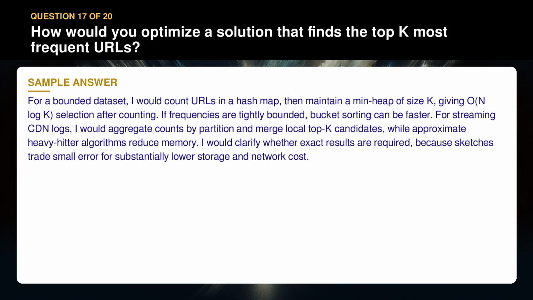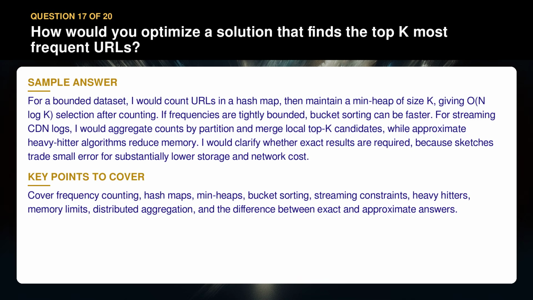For streaming CDN logs, I would aggregate counts by partition and merge local top k candidates, while approximate heavy hitter algorithms reduce memory. I would clarify whether exact results are required, because sketches trade small error for substantially lower storage and network cost. Cover frequency counting, hash maps, min heaps, bucket sorting, streaming constraints, heavy hitters, memory limits, distributed aggregation, and the difference between exact and approximate answers.